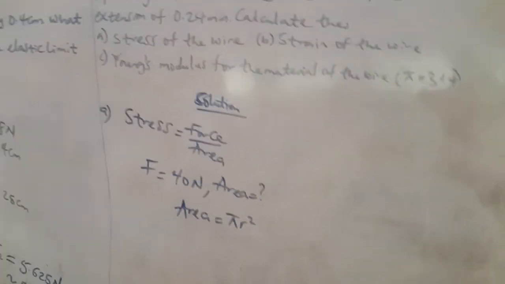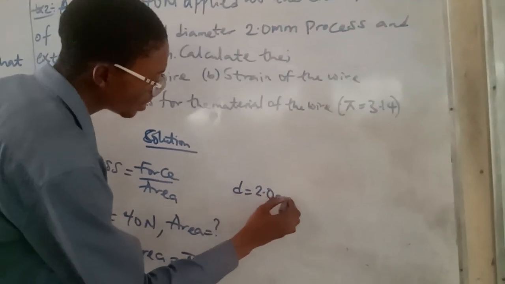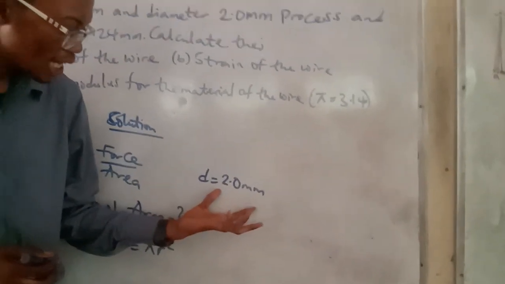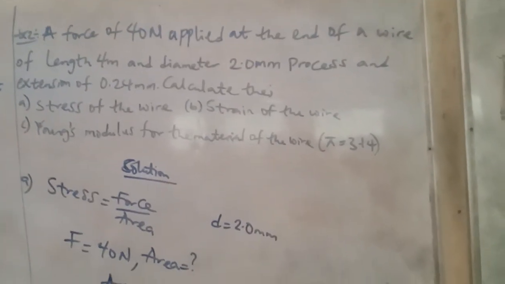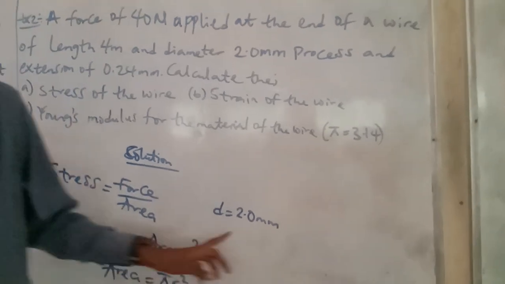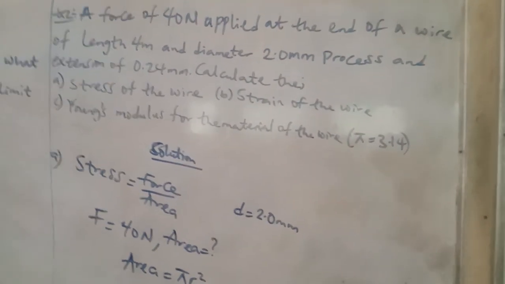Now, we are given the diameter. Our diameter is 2.0 millimeter. You can see this diameter is in millimeter, and our diameter cannot be in millimeter. It should be in meter. So you convert this millimeter to meter. Now, milli means times 10 raised to power minus 3.